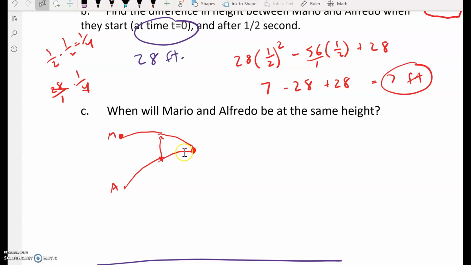To answer this question, now I don't know exactly the pathway. Maybe the pathway looks like this, but we don't really have to know exactly what the pathway is right now. We just want to solve it. So let's just erase all that.